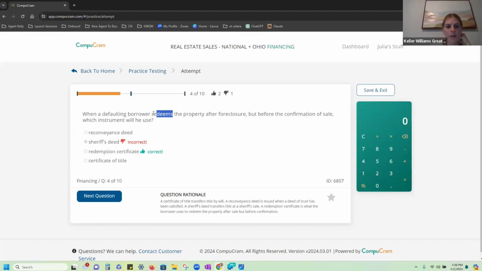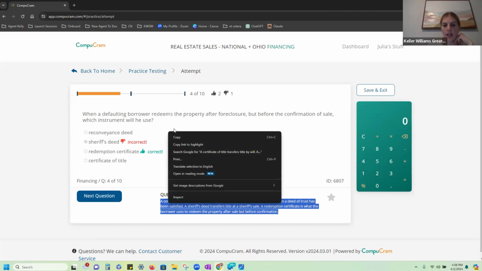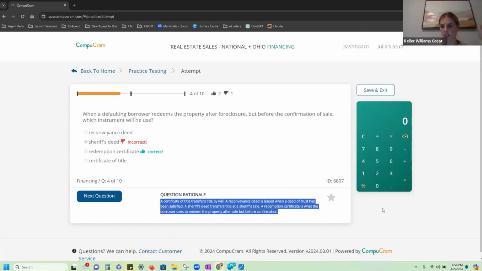So helpful here, redeems and redemption would be helpful in answering this, but this is tricky because they are very similar. So a certificate of title transfers title by will. A reconveyance deed is issued when the deed of trust has been satisfied. A sheriff's deed transfers title at a sheriff's sale. And a redemption certificate is what the borrower uses to redeem the property after the sale, but before confirmation. So definitely key is after foreclosure, but before the confirmation of the sale.